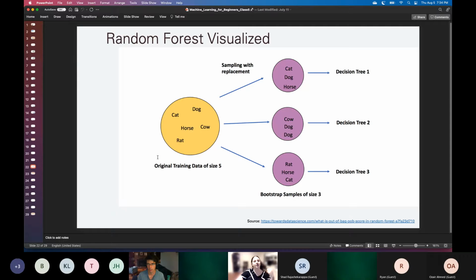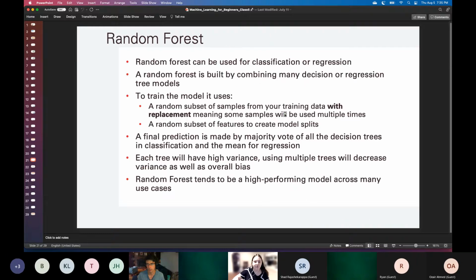So an example here, just in general, is a sample with replacement. Random forest always samples with replacement. In this case, we have original training data of 5. It will take a random sample of these and then move them on to each decision tree. And you can see dog is in there twice. So that comes back to here.